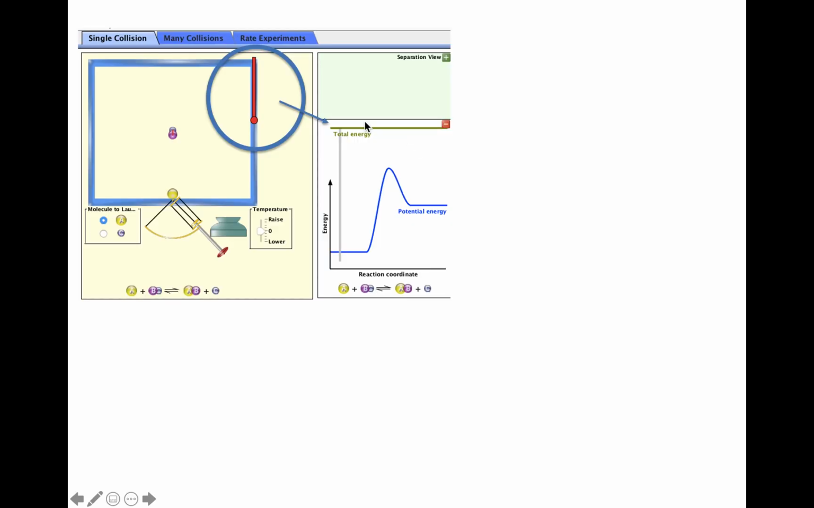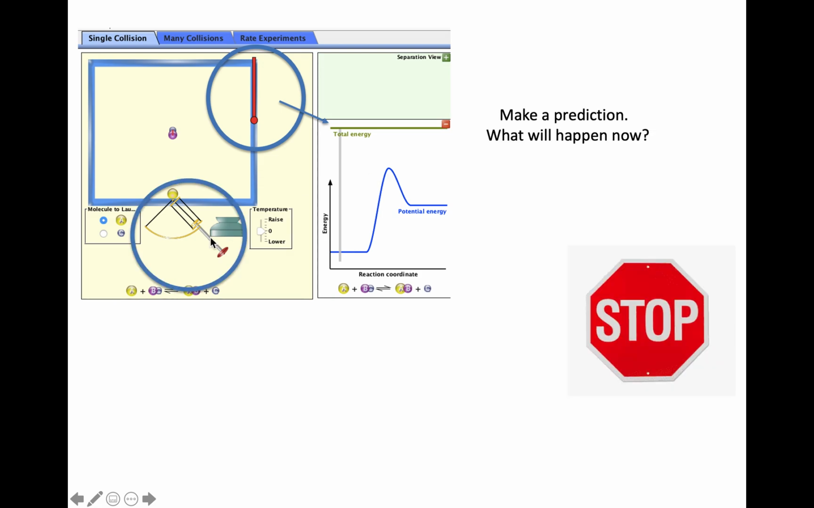So if I'm looking at this one, let's set up the sim this way. We're going to have it where the kinetic energy is large, which is shown with a very high temperature, and the total energy for that collision is way above the activation energy. But I'm going to make a change here. I'm going to make it so it's not directed initially at the molecule, it's at this different angle. Make a prediction. What do you think is going to happen now?